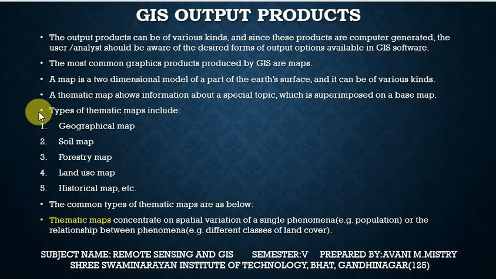Okay. Thematic map, what is it? Another piece of information is superimposed over a map. Okay, that is called a thematic map. Types of thematic maps include geographical map, soil map, forestry map, land use map, historical map, etc. The common types of thematic maps are as follows.